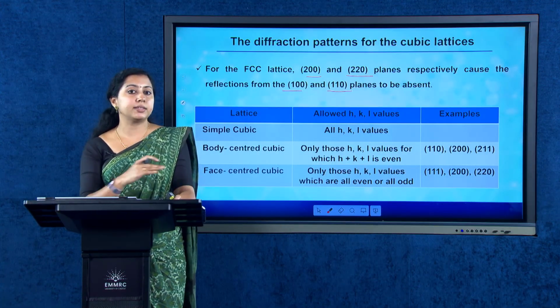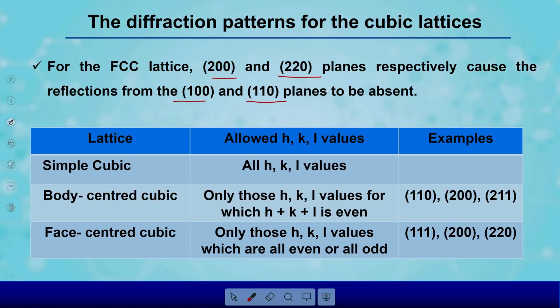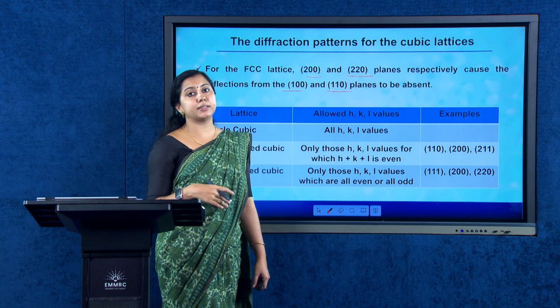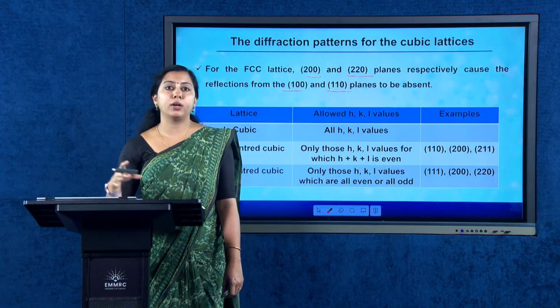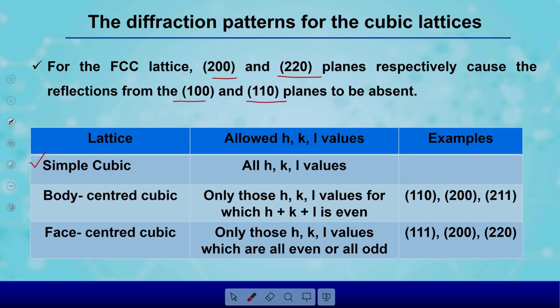Okay. So, this table shows the conditions for a lattice to show the reflection lines in the powder diffraction pattern depending on the value of H, K and L. So, let us see this. First, we have a simple cubic lattice. We have already seen that for a simple cubic lattice, there will be reflections corresponding to all lattice planes. So, the condition is all H, K and L values are allowed.